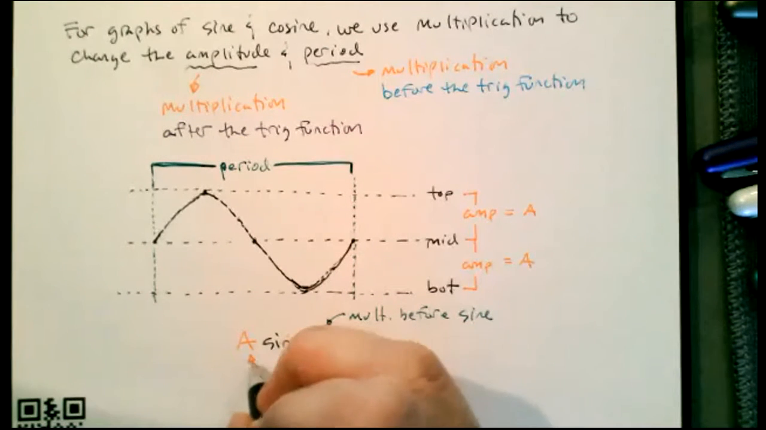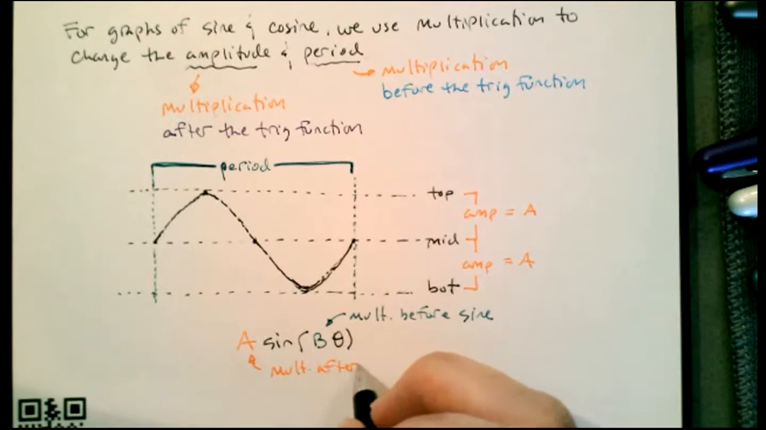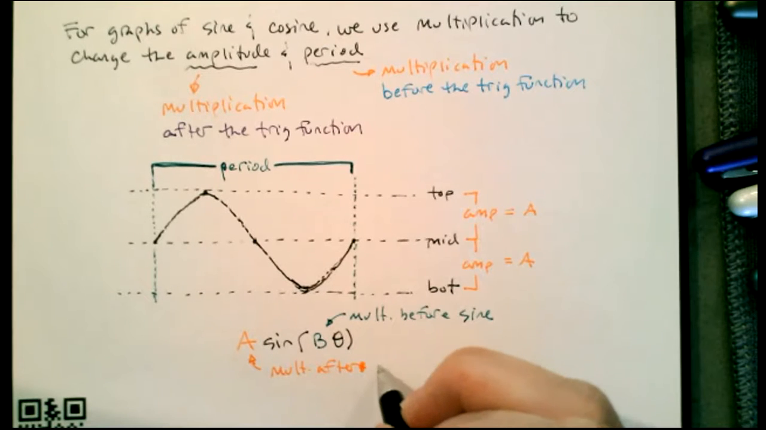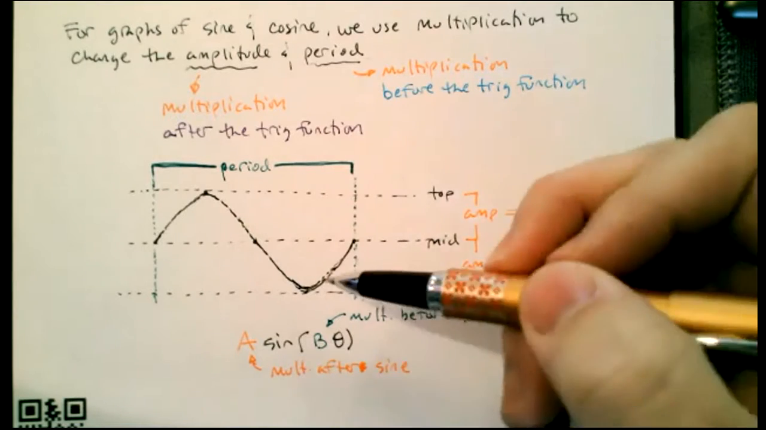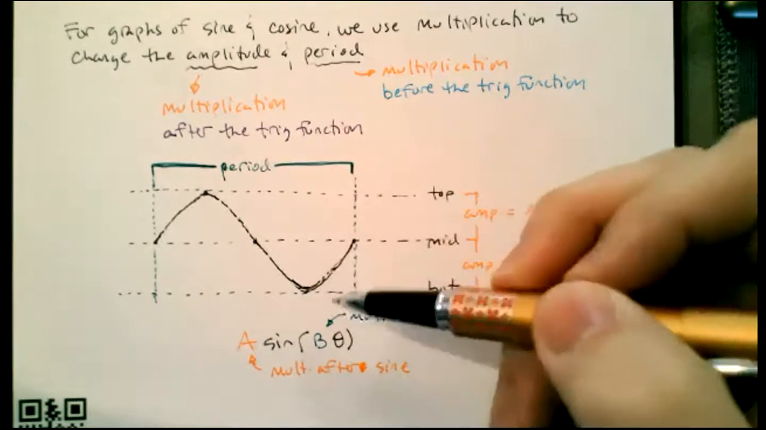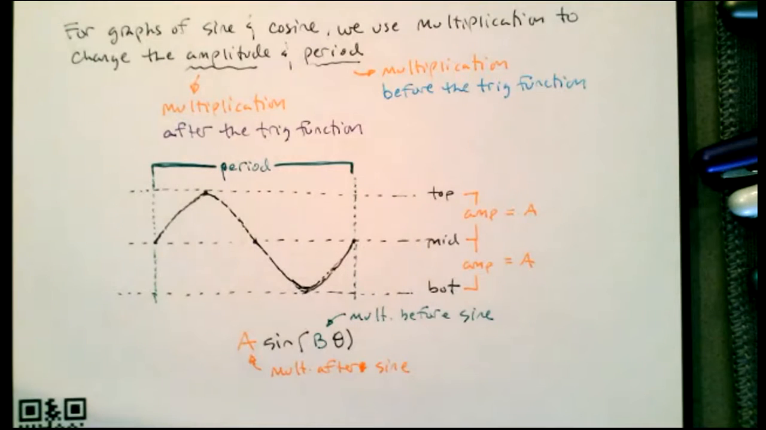A is multiplication after, after the sine. So multiplication is going to produce a stretch. After, it's going to be a vertical stretch or compression. Any questions?